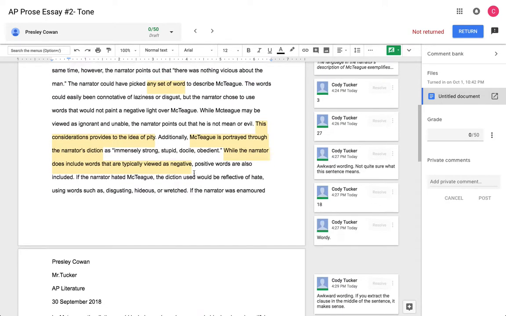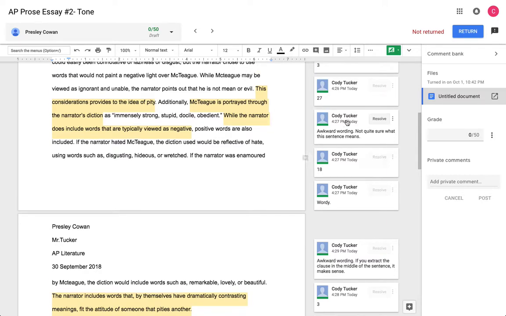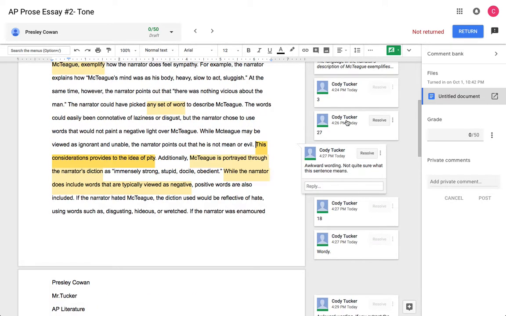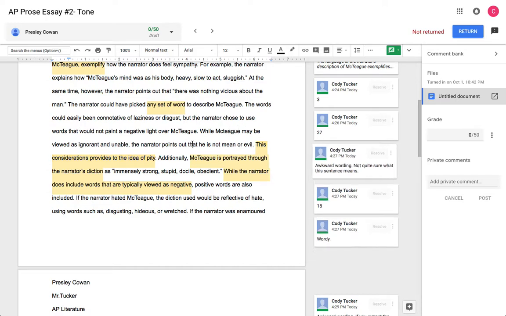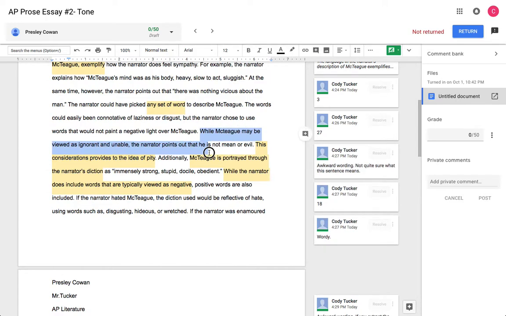All right. I'll give you another example here of awkward wording. There are times when I can tell what you're trying to tell me, and I can tell that you're just kind of struggling to say it. And then there are other times when I'm not sure what you're trying to say because the phrasing is too awkward. So if we look at this example here, "While McTeague may be viewed as ignorant and unable, the narrator points out that he is not mean or evil."